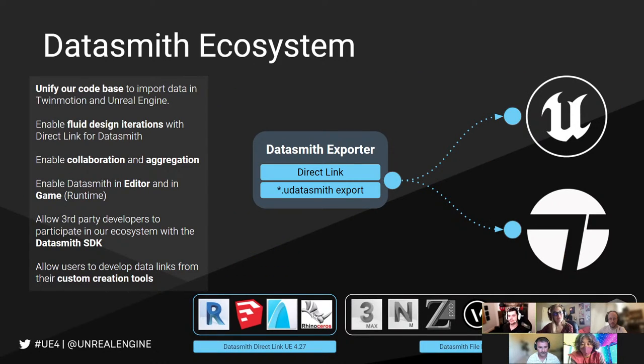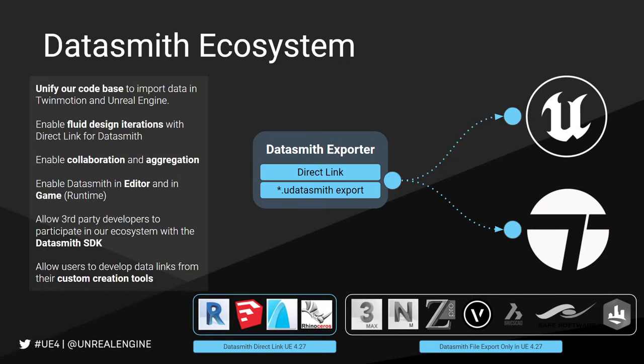So to conclude on this Unreal Engine release and the Datasmith ecosystem, we are unifying our code base between Unreal Engine and Twinmotion to ensure full compatibility between the two tools. These improvements enable a fluid design interaction with Direct Link, and users can collaborate and aggregate their content from a wide array of software, easily and efficiently use and import Datasmith scenes in editor or at runtime. So the Direct Link feature right now is available only at runtime. Twinmotion is an example of use of Datasmith Runtime, but obviously you can create your own packaged applications as well.